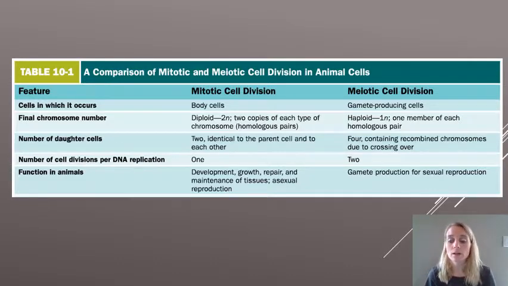Mitosis gives you 2 daughter cells. Meiosis gives you 4 daughter cells. We have number of cell divisions per DNA replication. Mitosis, you just get 1 cell division. Meiosis, you get 2. And in the function in animals, since we'll use ourselves as this example, mitosis, if you remember, development, growth, repair, maintenance of tissues, and asexual reproduction, even though animals don't really do that. I would probably not put that in there, maybe protists. And then meiotic cell division, the only function in animals is for sexual reproduction in the making of these sex cells, the gametes.